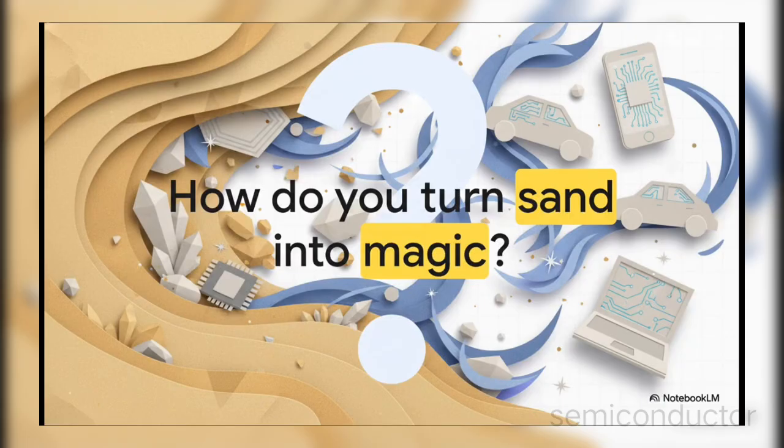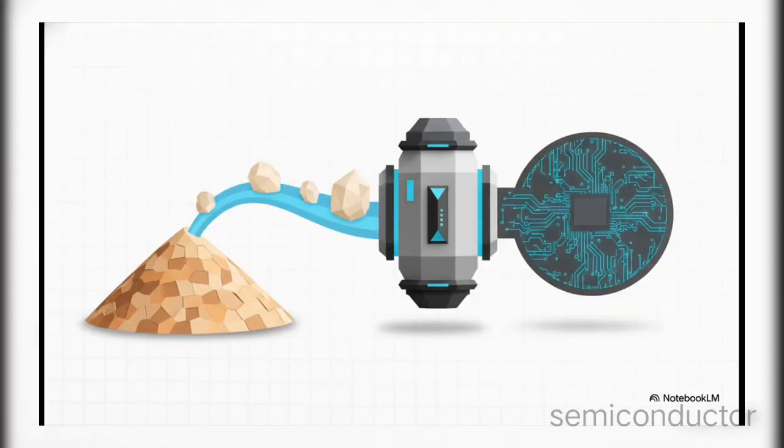So, here's a wild question for you. How do you turn something as ordinary as sand into magic? It sounds like something out of a fairy tale, right? But the device you're watching this on, your phone, your car, it all starts with this seemingly impossible transformation. Well, the secret ingredient is silicon. Sand, or more specifically quartz, gets refined into this ultra-pure silicon, and that becomes the canvas, the very foundation for all the technological marvels we're about to get into.